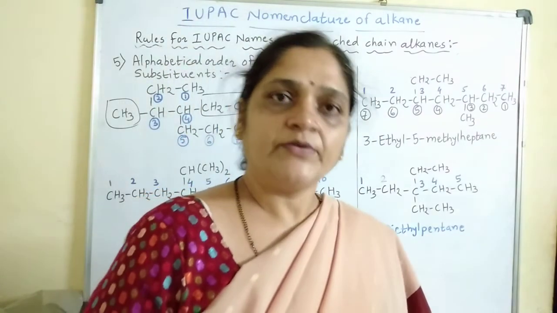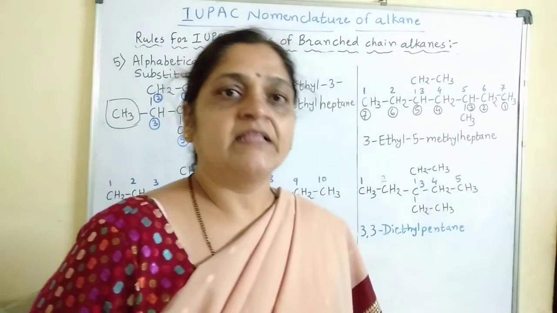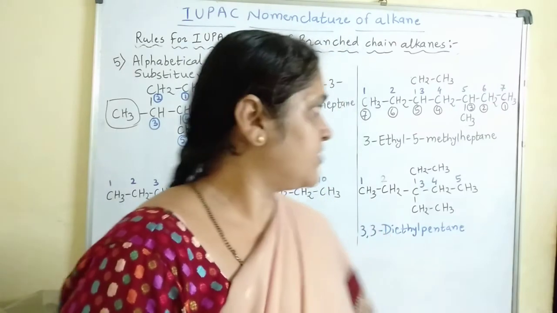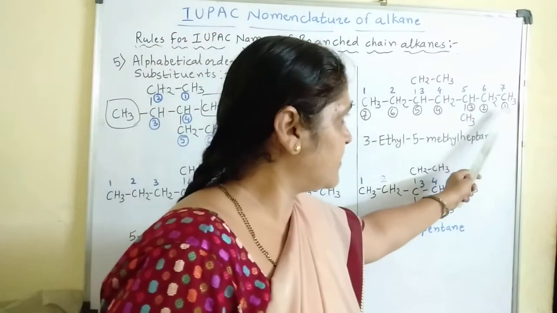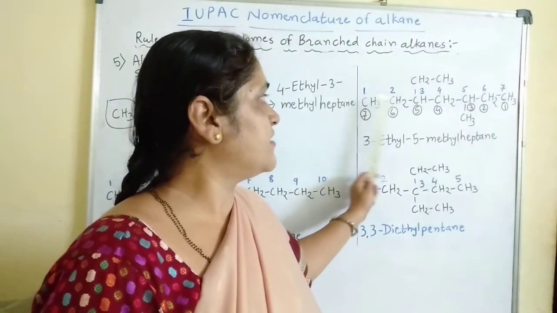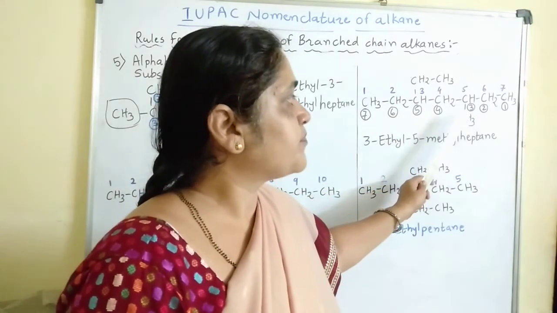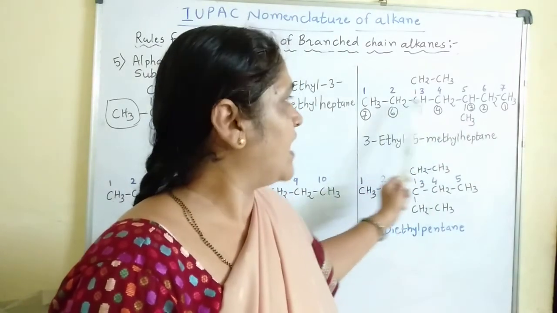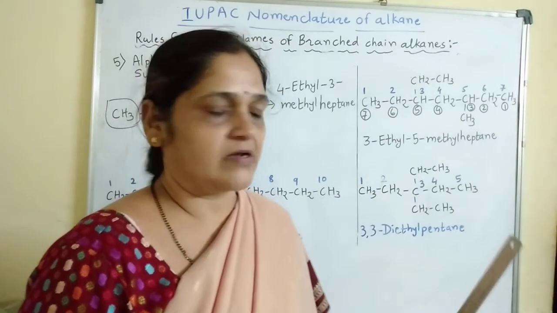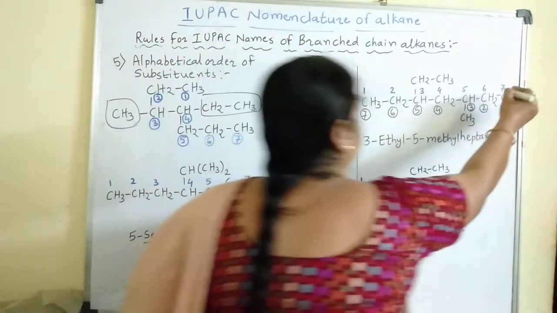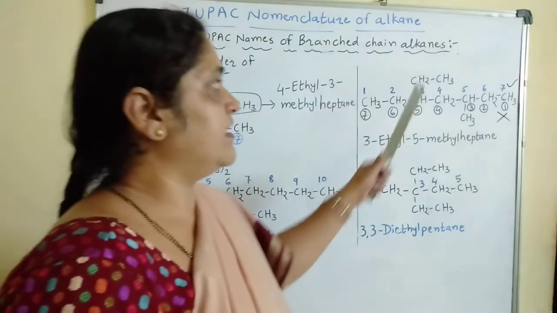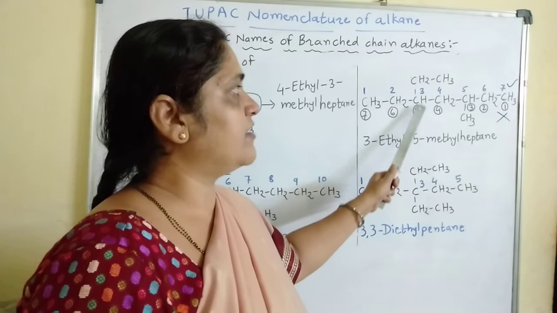While doing numbering, please keep in mind that the group which comes first alphabetically should get the lowest possible number. So here I have done numbering from left to right and also from right to left. In numbering from right to left, the carbon carrying the methyl group gets the lowest possible number, and from left to right, the carbon carrying the ethyl group gets the lowest possible number. So this numbering is correct and the other numbering is wrong. Therefore, the ethyl group comes alphabetically first, so it should get the lowest possible number.